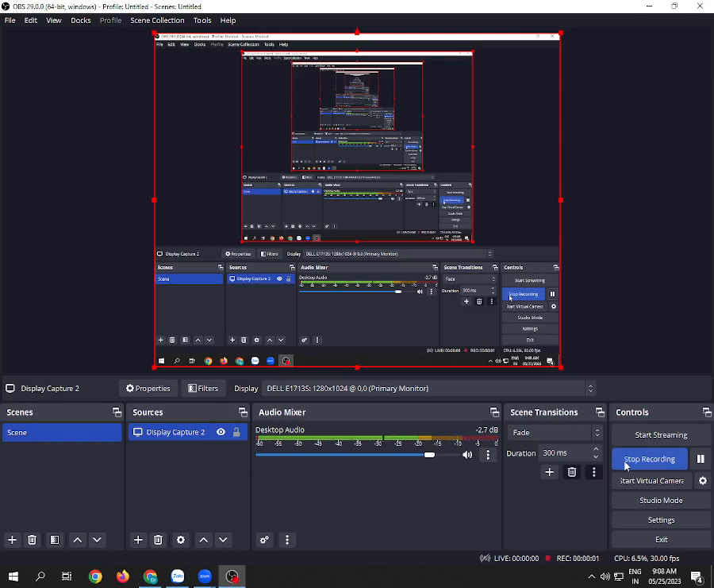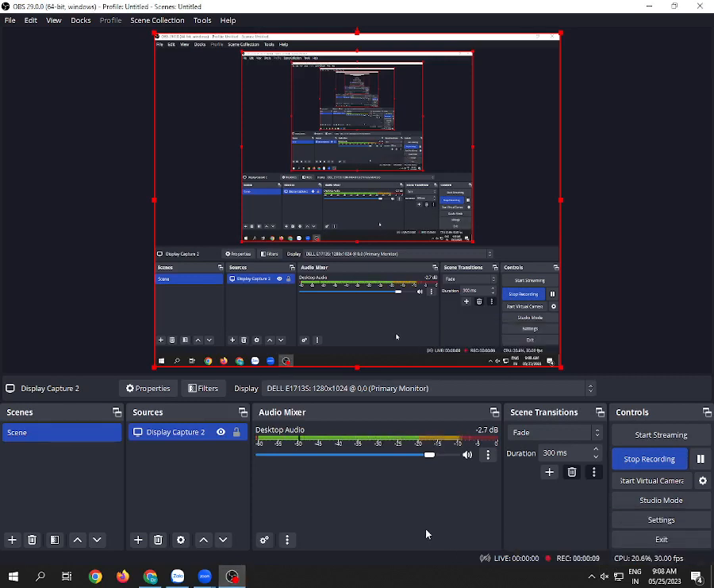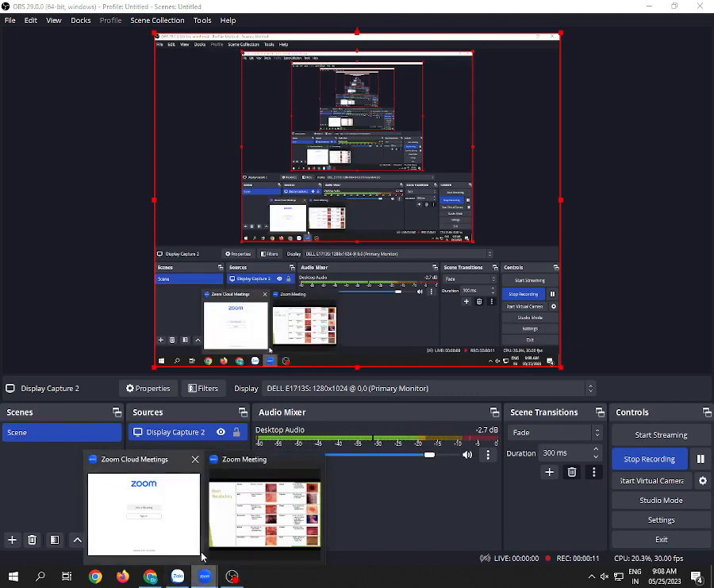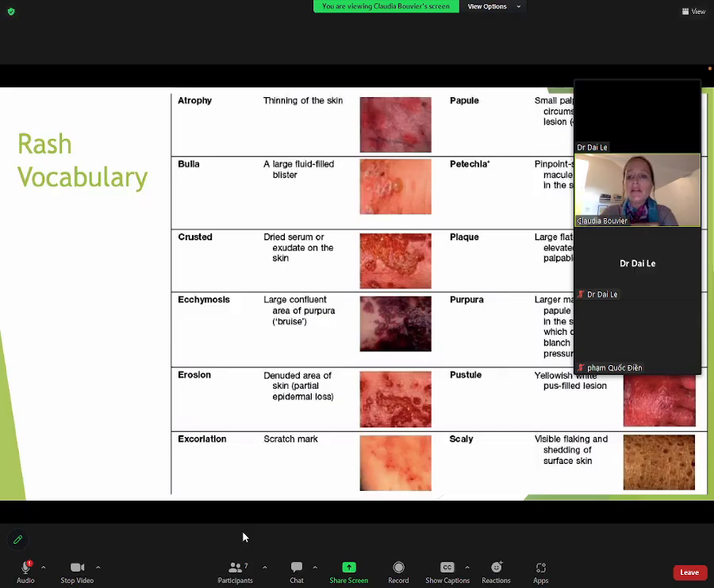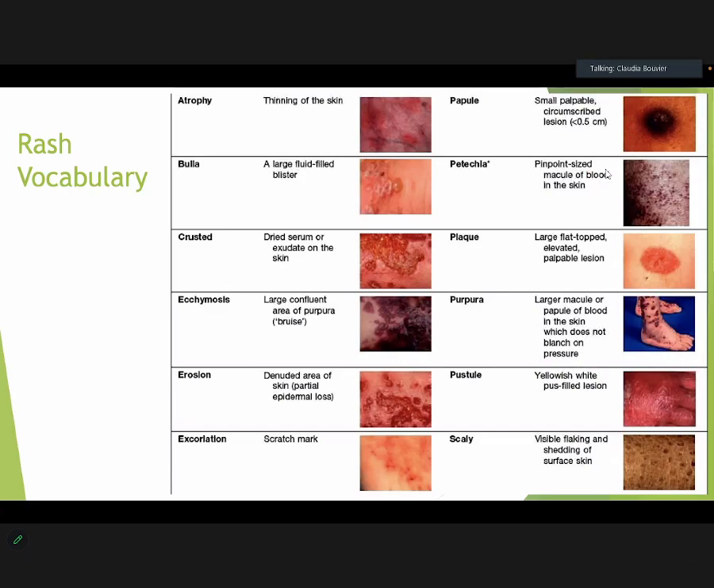A bulla, which is one we will talk about, is a large fluid-filled blister. Crusted means kind of dried, or an exudate. You can see the pictures. Ecchymosis is a large confluent area of purpura, and next to that you see purpura, which is a large macule or papule of blood in the skin, which does not blanch on pressure. And then we'll go to erosion.